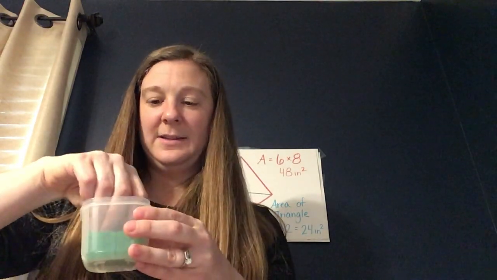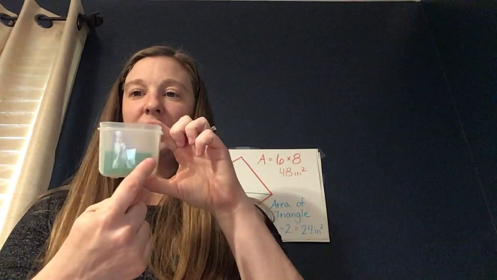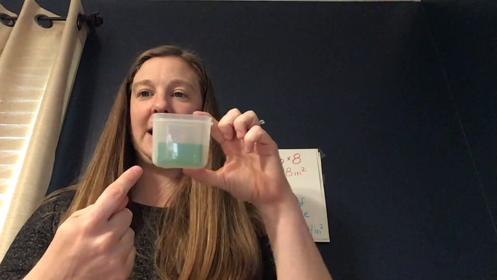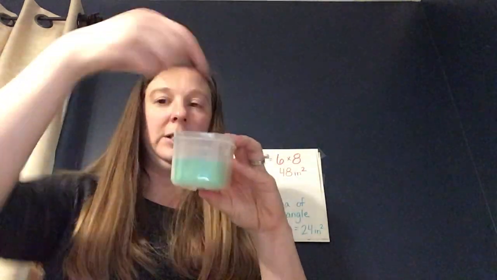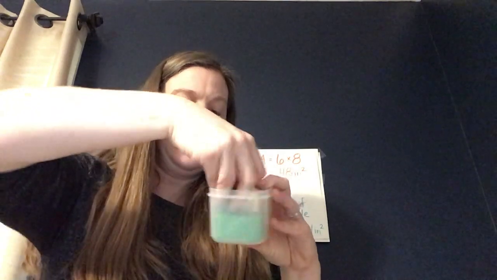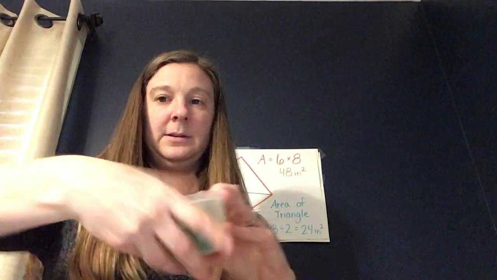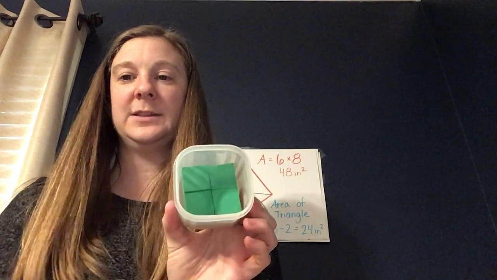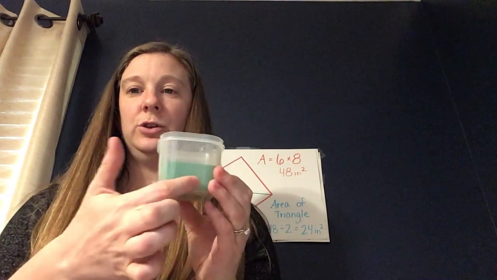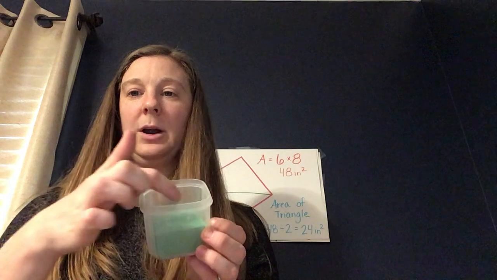I'll notice that as I put it in, I was able to put 2 along this side right here. Now if I turn, I can put 2 along the side here as well. So the entire bottom of my cube fits 4 of these smaller cubes. 2 times 2 gave me 4.